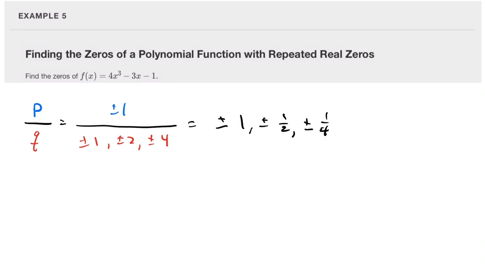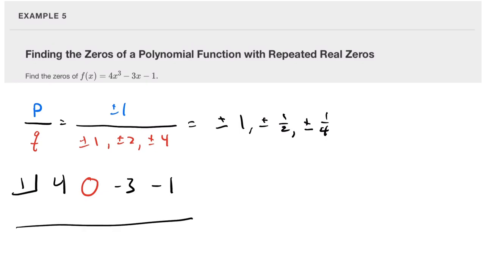Okay. So let's start off with just 1. That's a simple zero to test since it's in our list. Now notice every power is not accounted for, so we're going to need a placeholder. So it's 4. Looks like the squared is skipped, so we need a placeholder there. 4, 0, 3, 2, then -3, and then -1. We started with the degree 3, so we have 4 coefficients to account for. So we're looking good. The first coefficient just comes down.